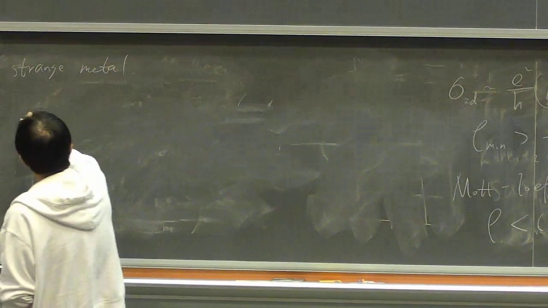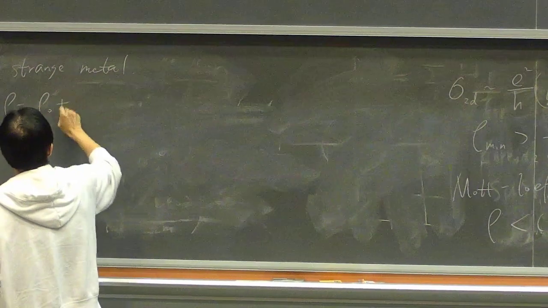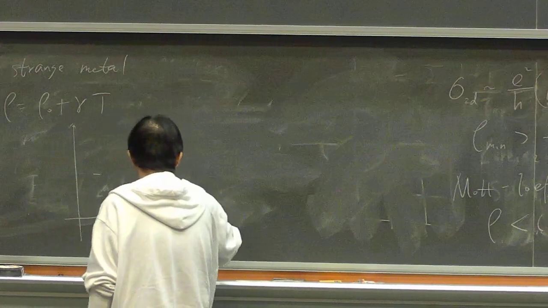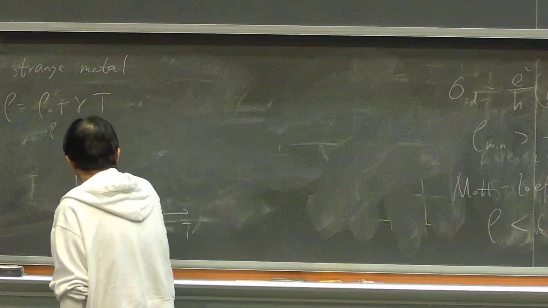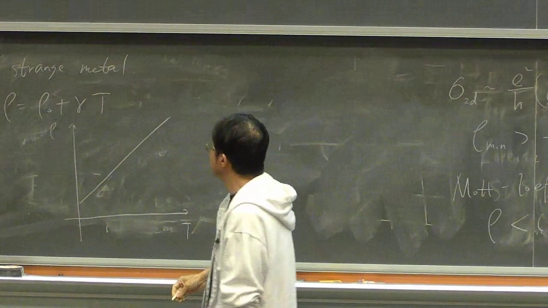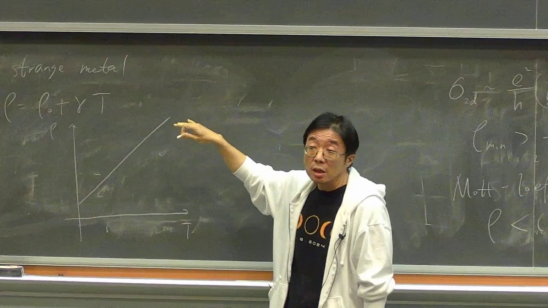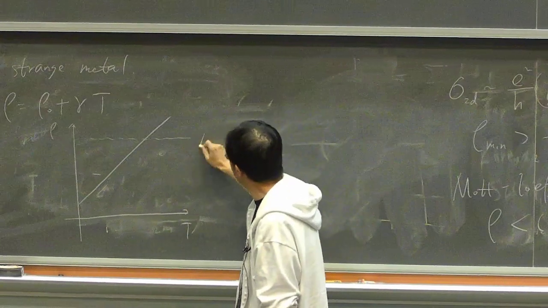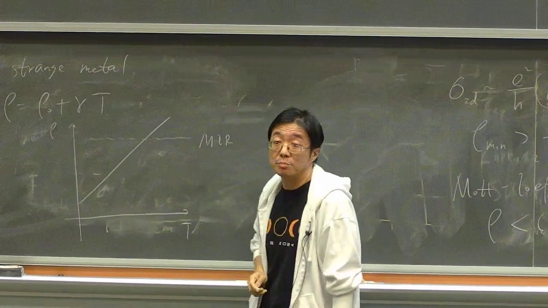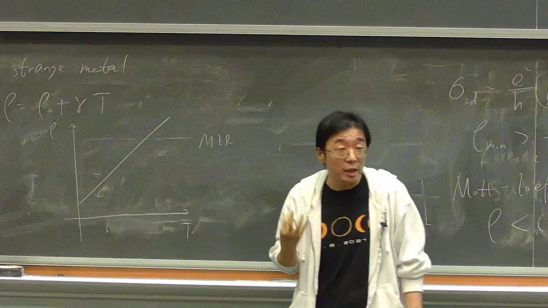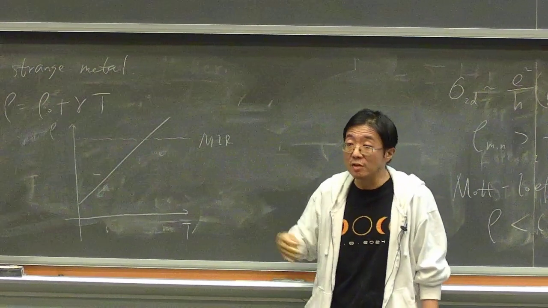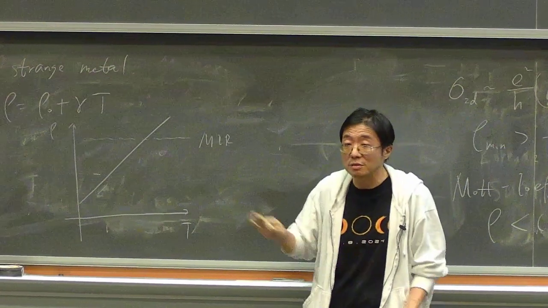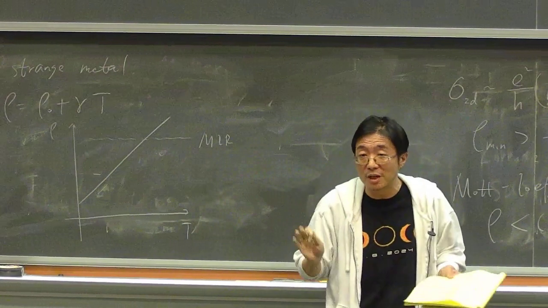So rho equals rho naught plus some gamma T. It increases linearly with temperature. Because it increases linearly with temperature, at some finite temperature, it will have to cross the MIR bound. So that means that strange metal is also a bad metal at a very high temperature. But strange metal itself is already a mystery. So what happens here is a total mystery.